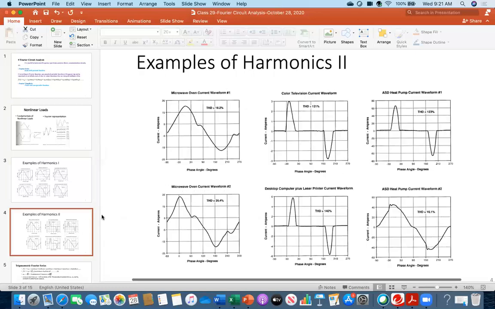And then here are further examples: microwave current waveform, and a color television. You see the color television current waveform is hugely deviated. It looks like this and then it goes, and instead of coming that way, it became zero, and then again it comes and goes that way. Again look at these signals: desktop computer plus laser printer current waveform. So this represents those harmonics.